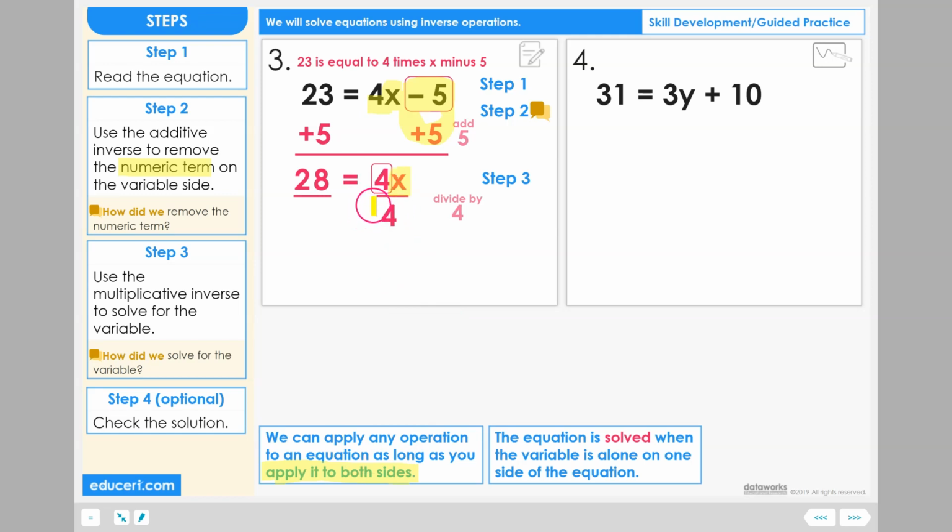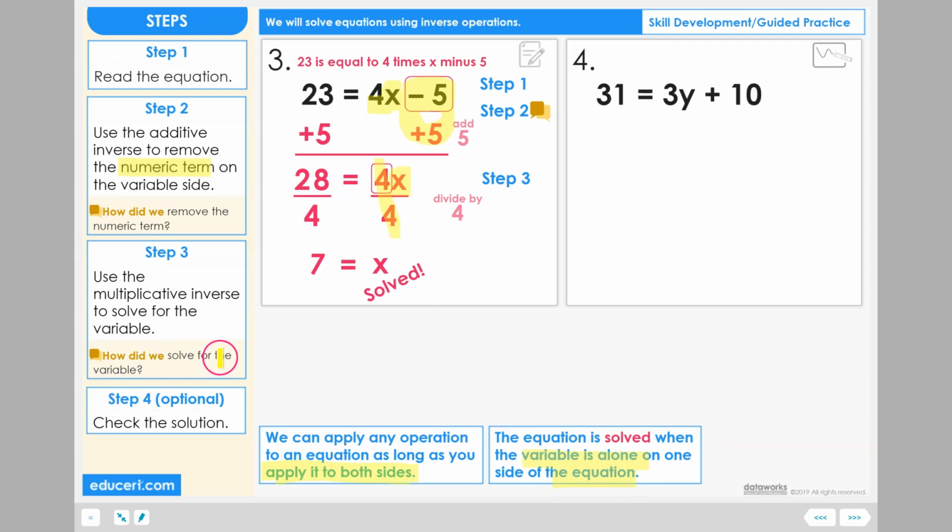Dividing by 4 on both sides, we're going to have 28 divided by 4 equals 7, and 4x divided by 4 equals x. The 4's cancel away, leaving us with just the x. This equation is now a solved equation because the variable is alone on one side of the equation.